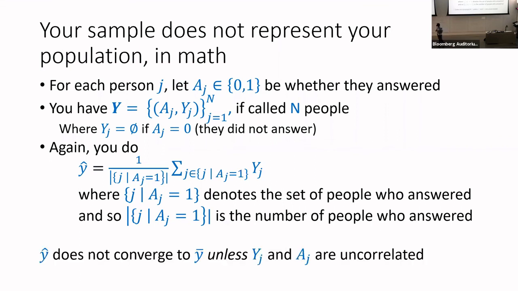And of course, y hat does not converge to y bar. So even if you call 1 billion people, well, if you call everyone in the world, even then it's not going to converge to y bar unless YJ and AJ are uncorrelated. So if whether you responded has nothing to do with your opinion, then you're going to be fine. But if it's correlated with your opinion, then you're in trouble.